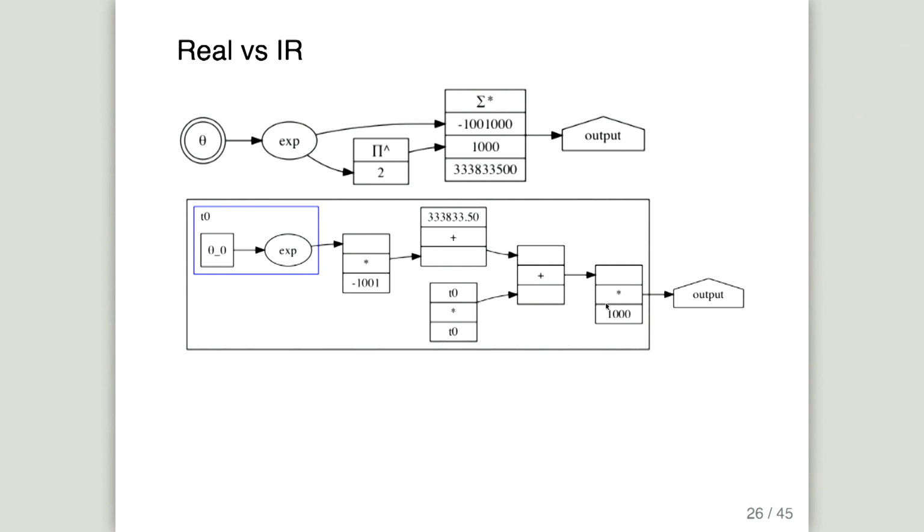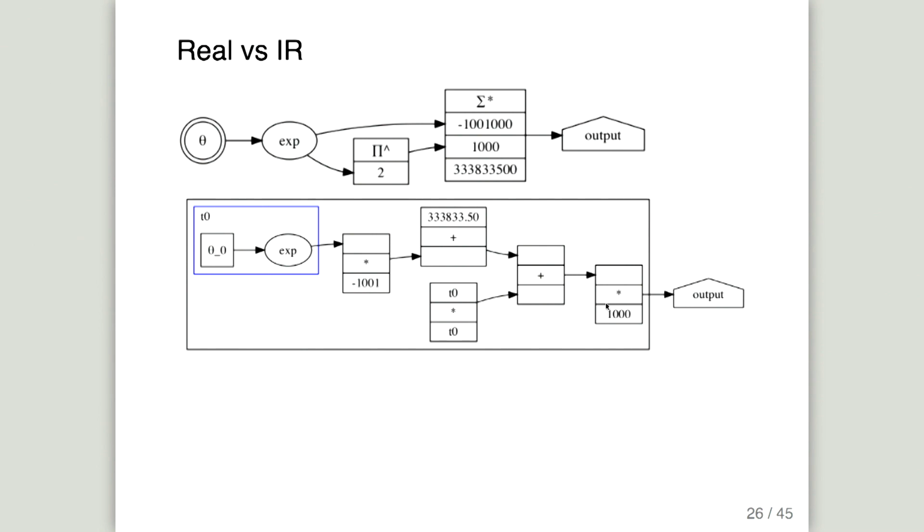So at the top, you have the real compute graph for this function we were just talking about. And below, you have something very similar, but it's the IR. So a few things to note about this, right? One is that we've now gotten rid of the crazy n-ary thing, and we're back to binary operations, right? And that's because the actual machine deals with binary operations, right? Another is that instead of having a DAG, we have a tree, right?